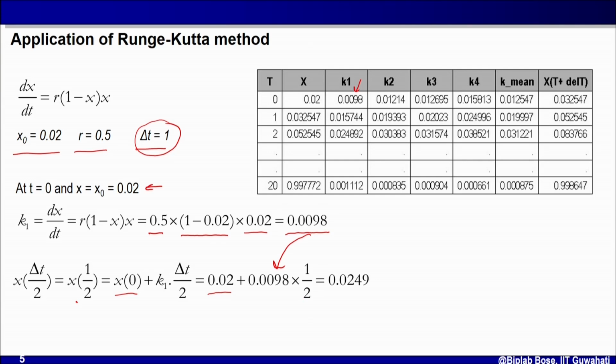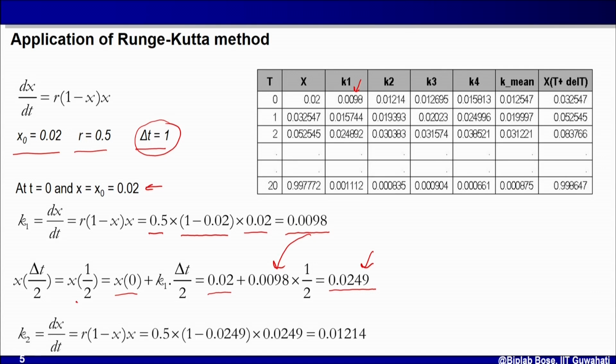1 is delta t, that is 1 by 2. That gives me a value 0.0249. So I got a point from delta t by 2 away from time equal to 0, and the value of x I have calculated at that point, that is this one. I want to draw a line there having a slope equal to dx dt, and the slope there will be k2. Dx dt is equal to r into 1 minus x into x.